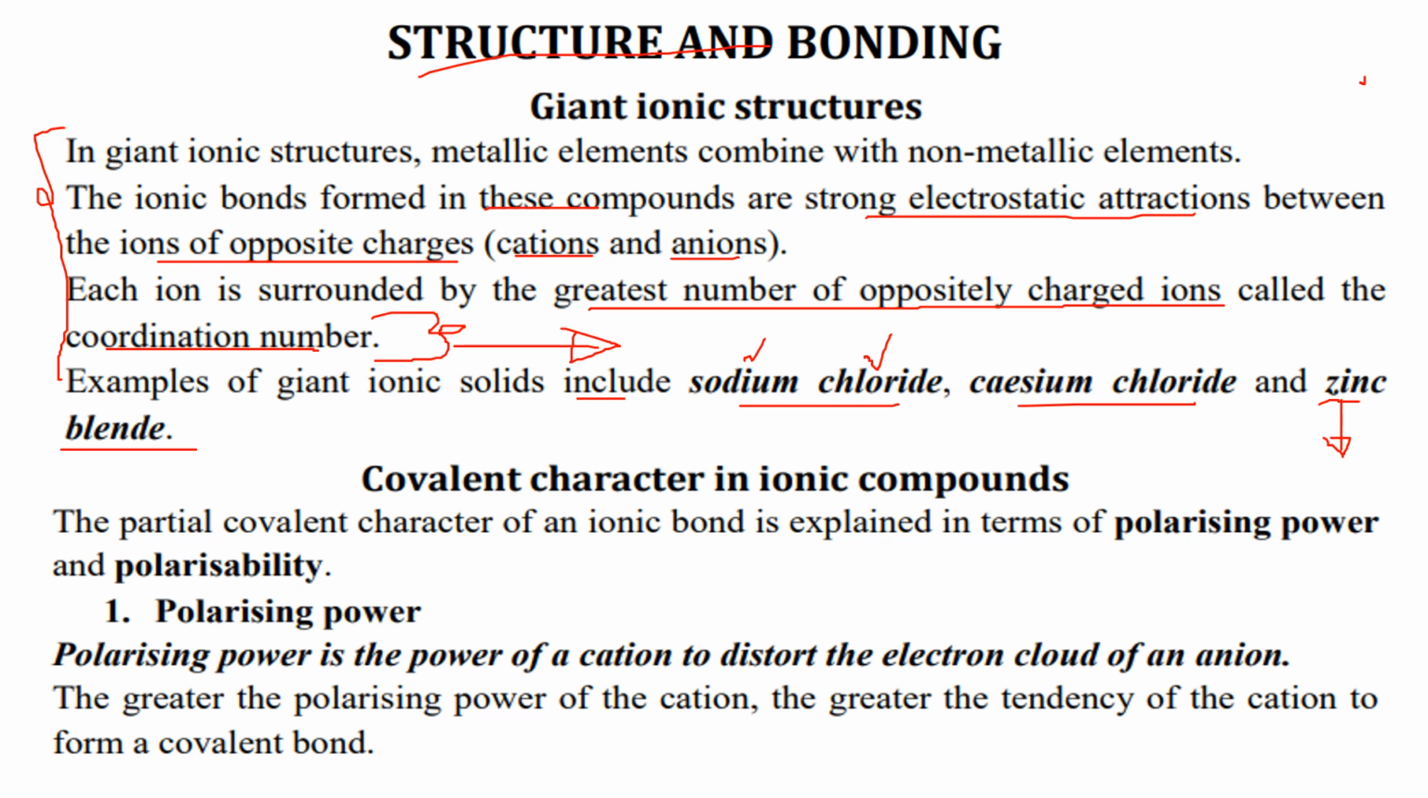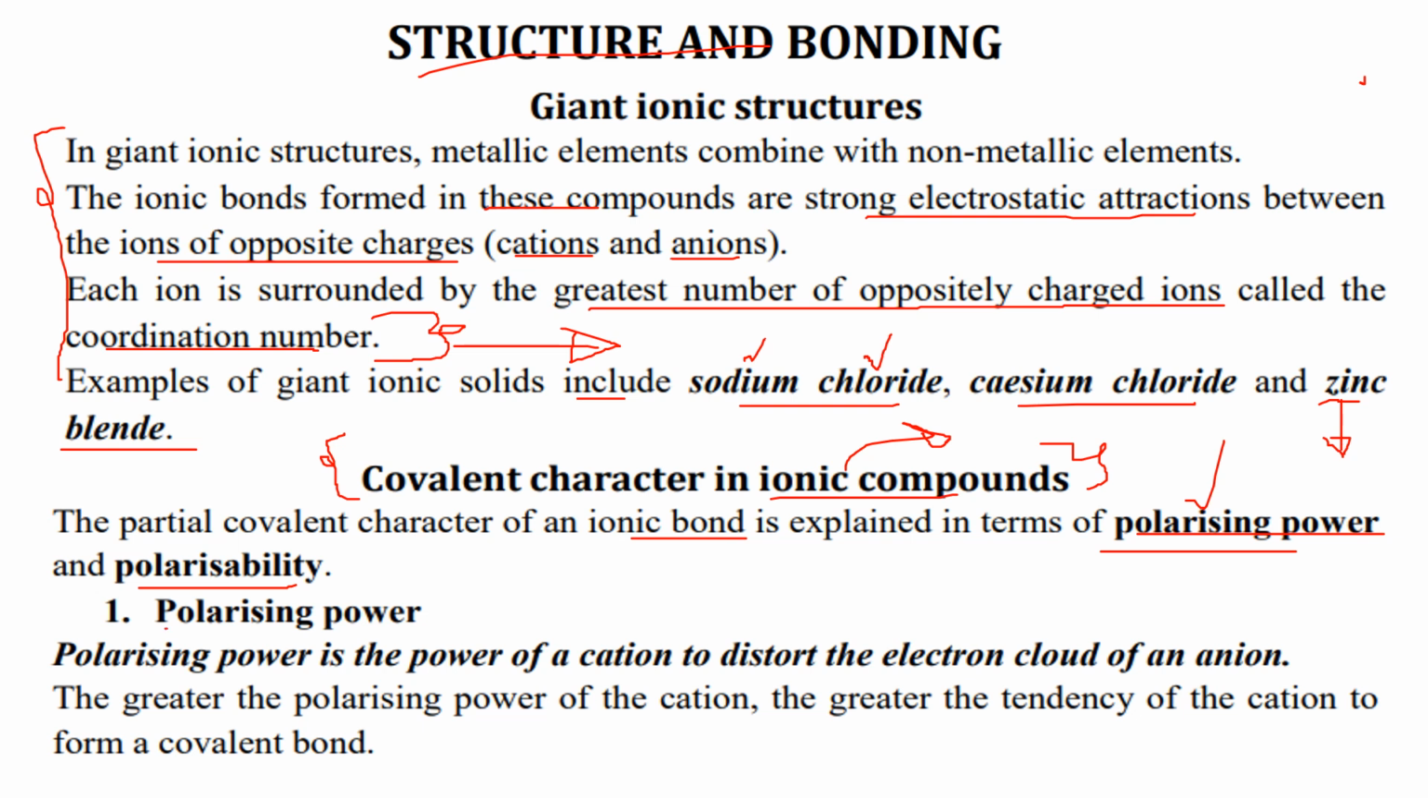Now look at the covalent character of ionic compounds, which is the most commonly examined concept in UACE examinations. The partial covalent character of an ionic bond is explained in terms of polarizing power and polarizability. We are going to define the two terms, but you need to understand that for an ionic compound to have characteristics of covalent compounds is because of these two factors: polarizing power and polarizability.